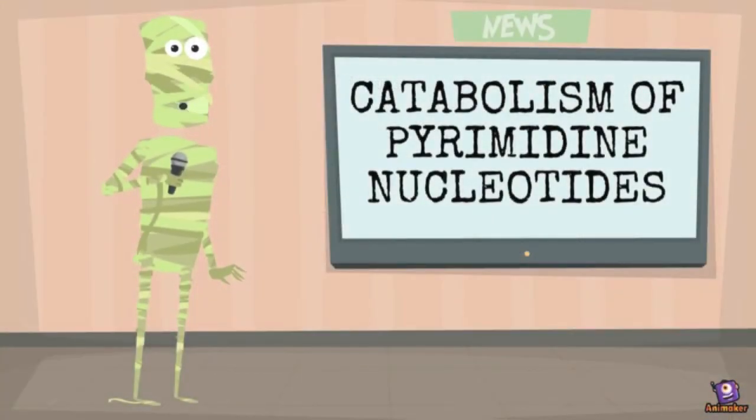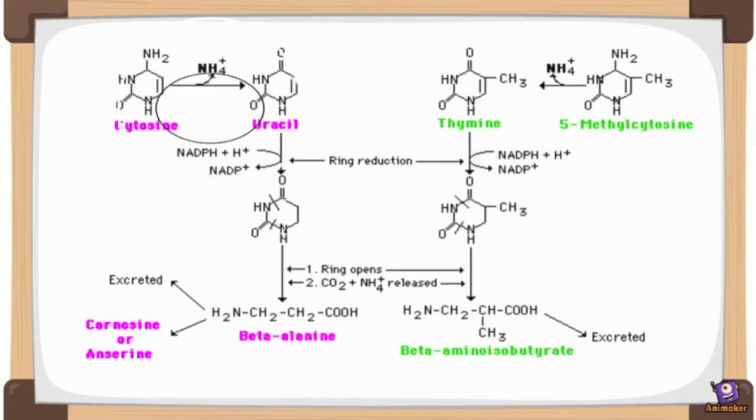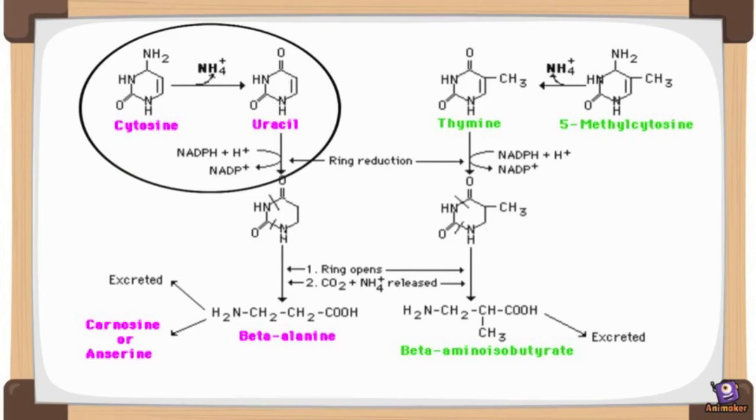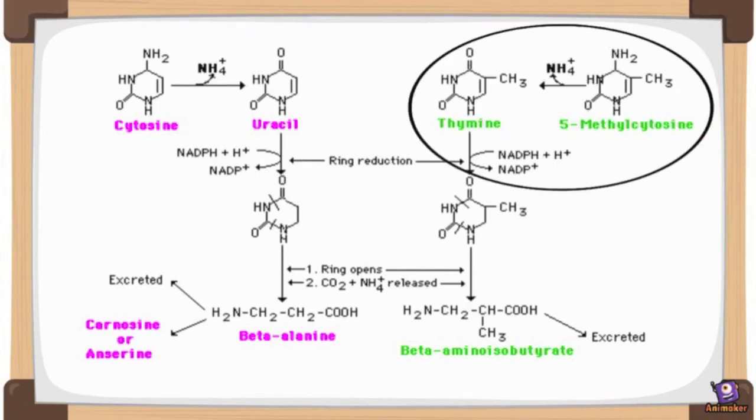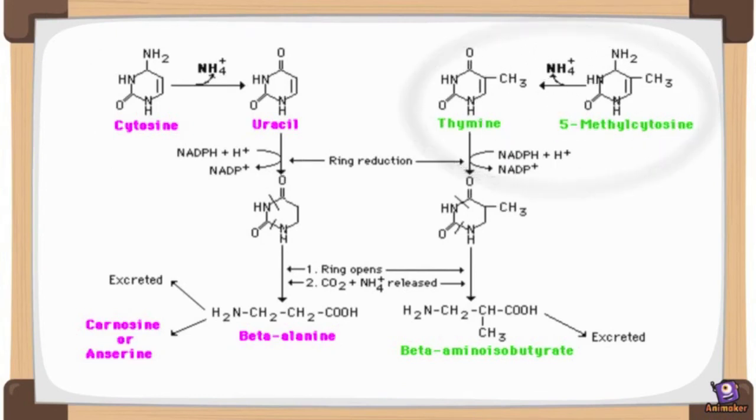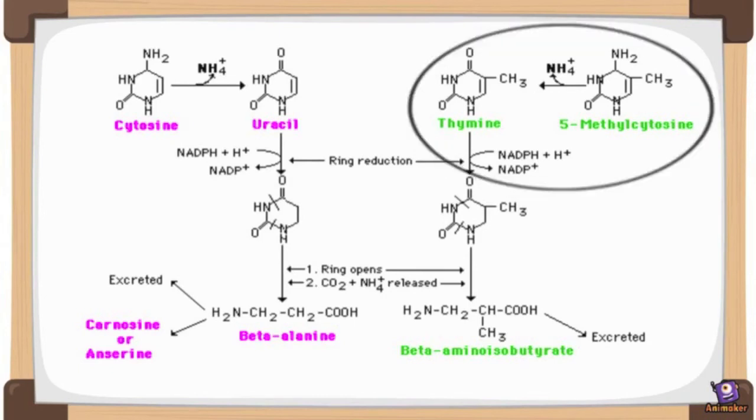There are 5 steps in the catabolism of pyrimidines. 1. Conversion of cytosine to uracil, wherein hydrogen from water and the amine group in cytosine will release ammonia, forming uracil. 2. Conversion of 5-methylcytosine to thymine, wherein hydrogen from water and NH2 in 5-methylcytosine will release NH2, forming thymine.